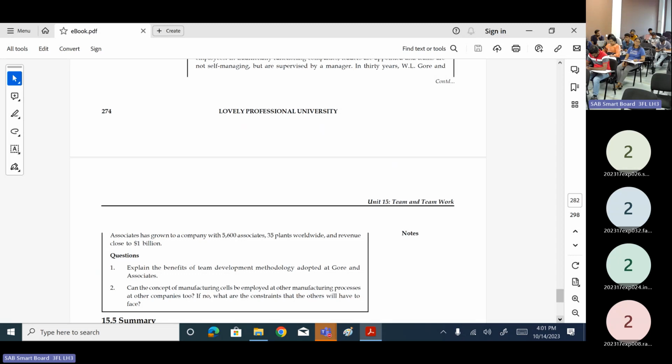Motivation and morale of the members can be maintained at top, no? That may be one benefit. But you have to explain how it is achieved here. Team members' motivation, morale, satisfaction, commitment, etc. can be maintained at the highest level. That may be one. Another one.